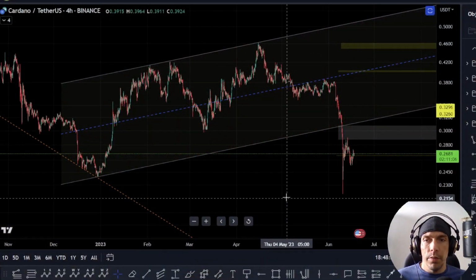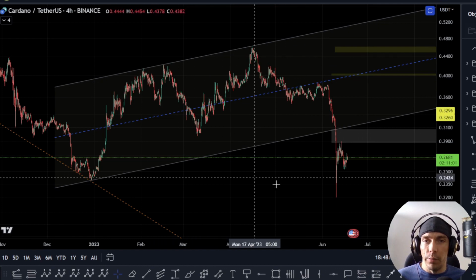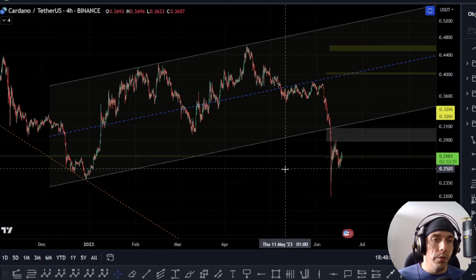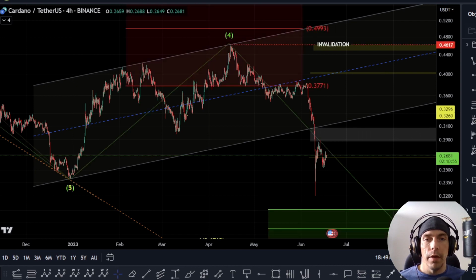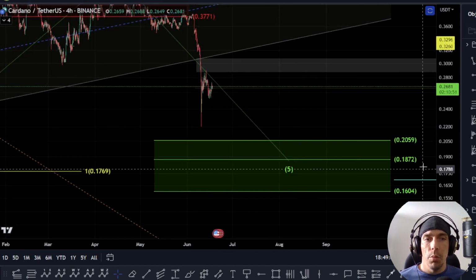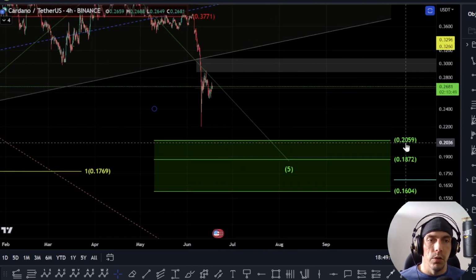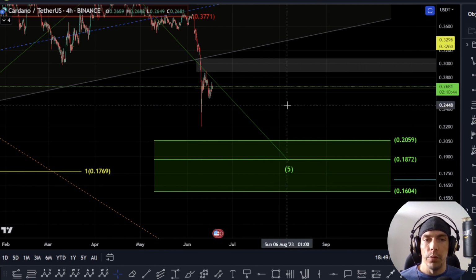Okay, so we're going to go over the two possibilities that I'm looking at the moment. There are other options available, which we were talking about in the macro video, but these are the two most likely in my opinion currently. One of them would be looking at this possibility that we could be having this as a fifth wave to the downside, where we could be looking to come down towards this zone of 2059 to 1604 as a possible fifth wave target.